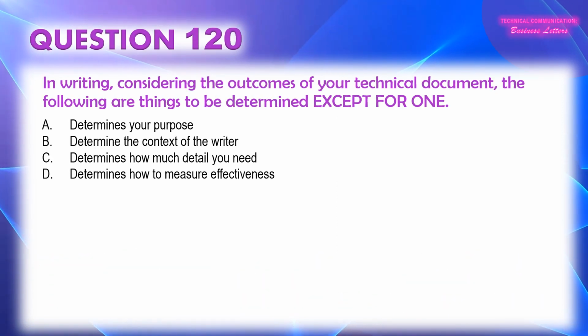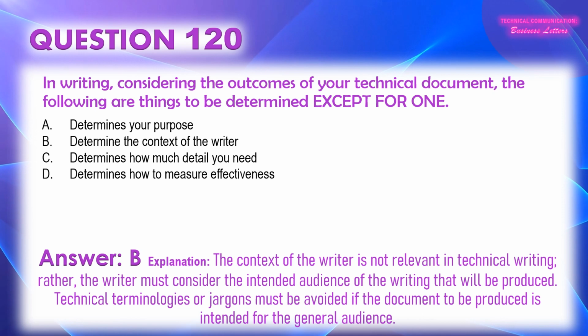Question 120. In writing, considering the outcomes of your technical document, the following are the things to be determined except for one. Answer B. Determine the context of the writer. The context of the writer is not relevant in technical writing. Rather, the writer must consider the intended audience of the writing that will be produced. Technical terminologies or jargons must be avoided if the document to be produced is intended for the general audience.